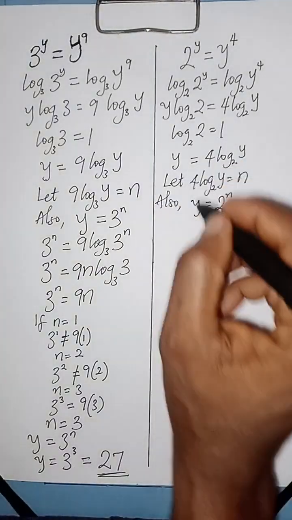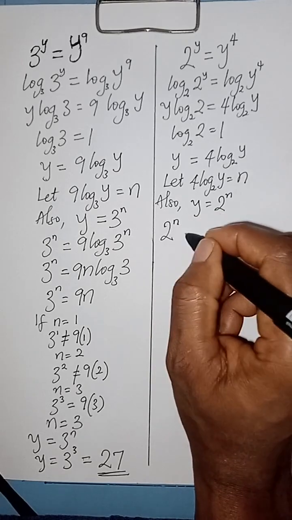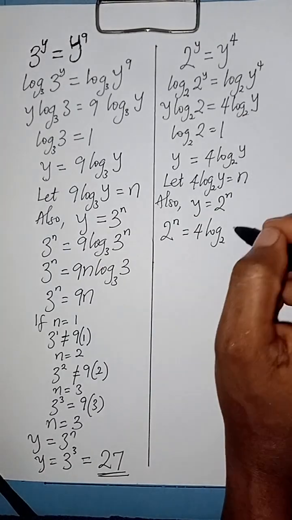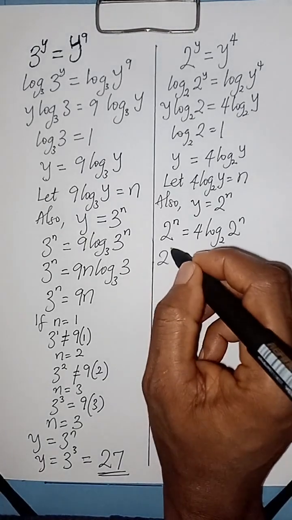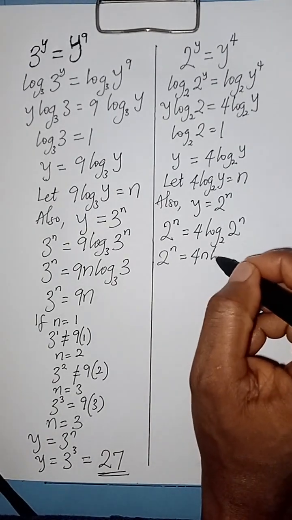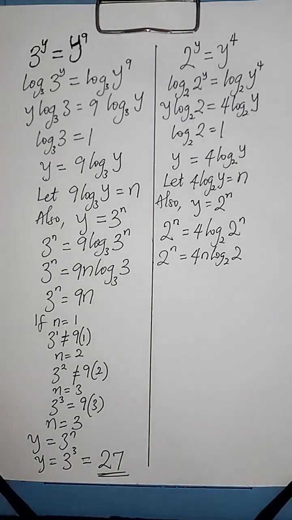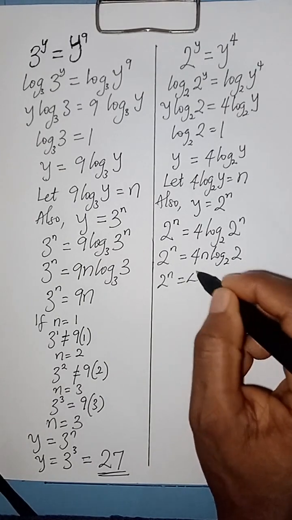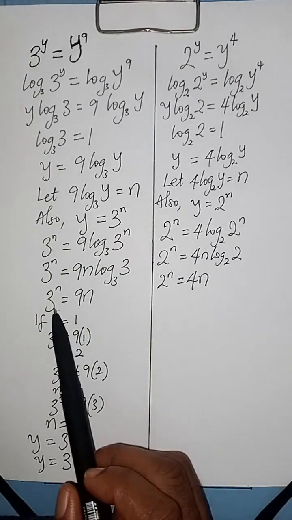If that is it, then in place of y, you're going to have 2 raised to power n equals 4 log, in place of the y, 2 raised to power n, base 2. Now recall this will become 2 raised to power n equals, the 2 comes to the side and becomes 4 raised to n log 2 to base 2. Now log 2 to base 2 is already 1. So that is going to leave us with 2 raised to power n equals 4n. And that is the position we are at here.